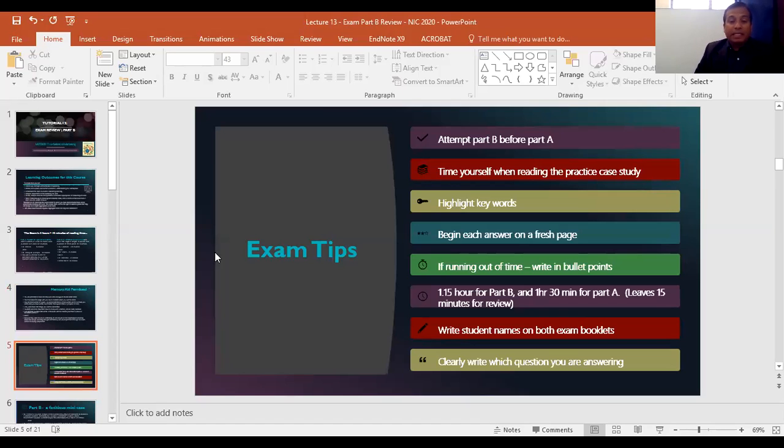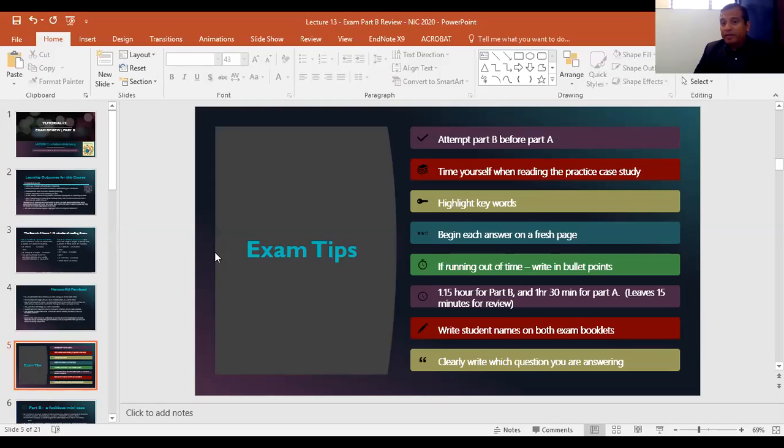Okay, some more exam tips, especially for part B. Part B is a mini case study. So what I will suggest is to attempt part B before part A, if possible. Otherwise, it's entirely up to you. But sometimes part B is more practical, a specific case or a real-world, real-life example, so maybe it will be good to start with part B, but it's entirely up to you.